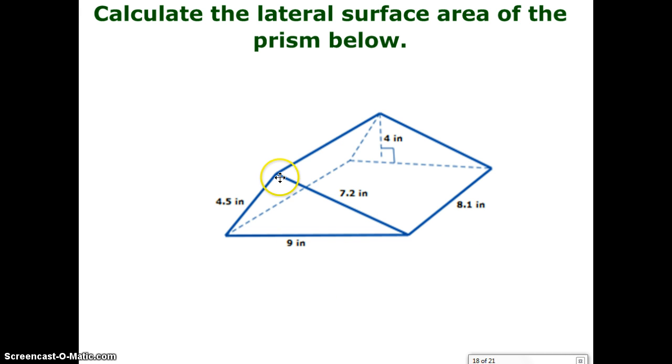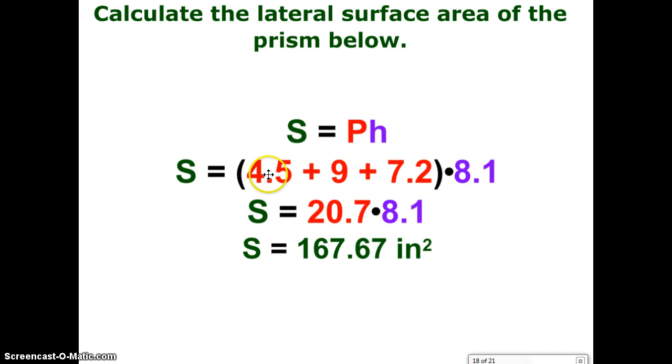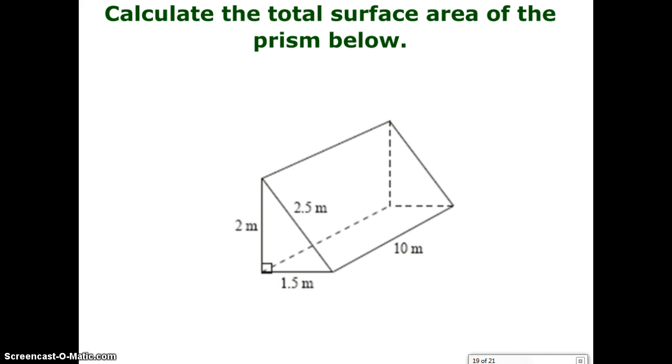When we want to find the perimeter of this base, we're going to use the numbers 4.5, 9, and 7 2/10. Those three numbers added together will be the perimeter of the base. The 4 inches we are not going to use this time because we are only looking for lateral surface area. If we were looking for total surface area, then we would need to use the 4. The height of my prism is 8 1/10. As I find the perimeter of the base, I get 20 7/10 times 8 1/10. And when I multiply those two numbers together, I get 167.67 hundredths.